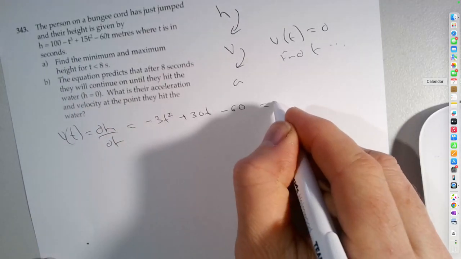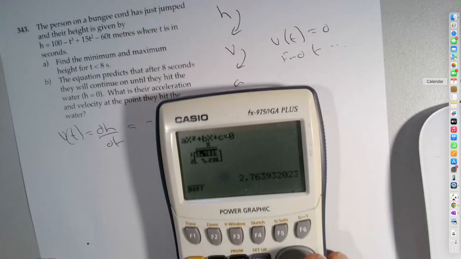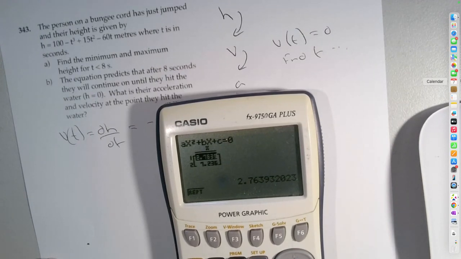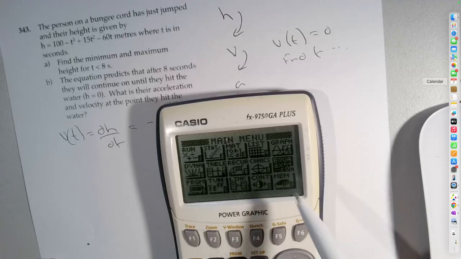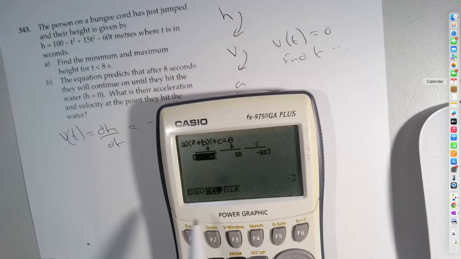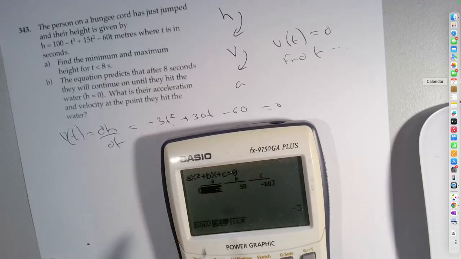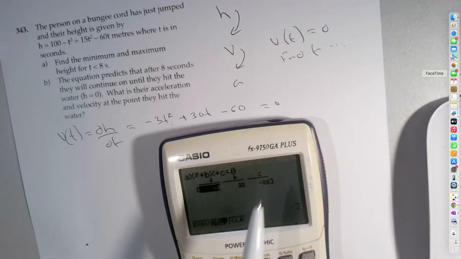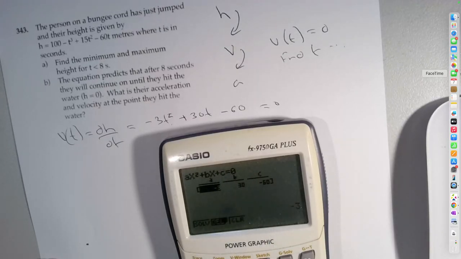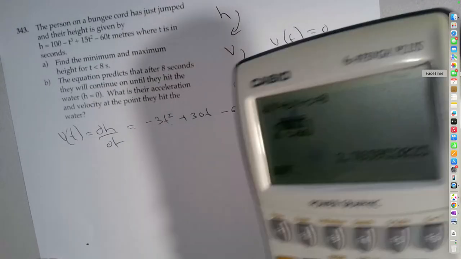Okay, let's put that equal to 0, and let's go to the graphing calculator, and it just so happens I've already pre-programmed it. So I've gone to menu, equation. One of the options was solve polynomials, second order, because the highest power is squared. So the a coefficient, you can see the coding at the top there, -3, the b coefficient 30, and the c coefficient -60. And it has to assume it's put equal to 0. You can see that there.